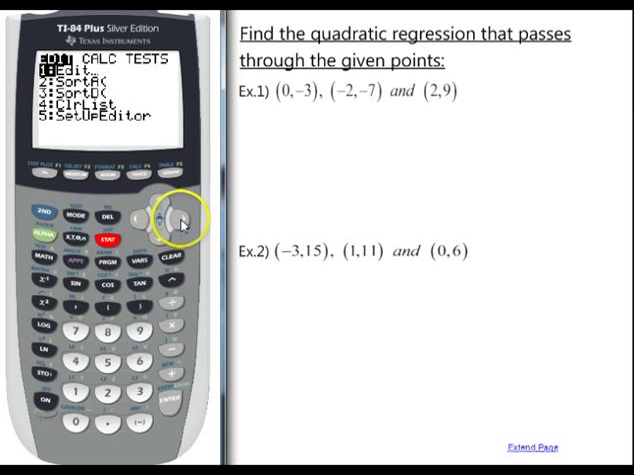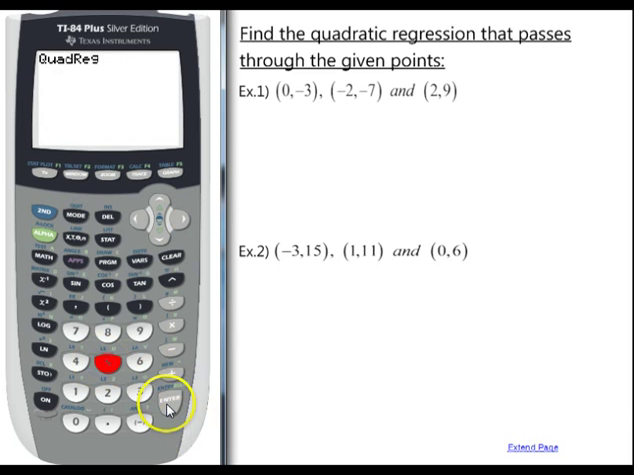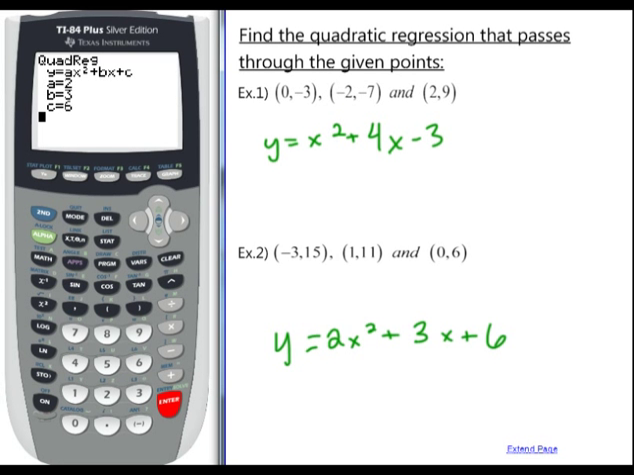Then we'll click Stat, move over to Calculate, and this time our quadratic regression at option 5. And then we hit Enter, and here is our quadratic equation. So I want you to try this with example 2 on your own and check back with me when you're finished. You should have gotten y equals 2x squared plus 3x plus 6.